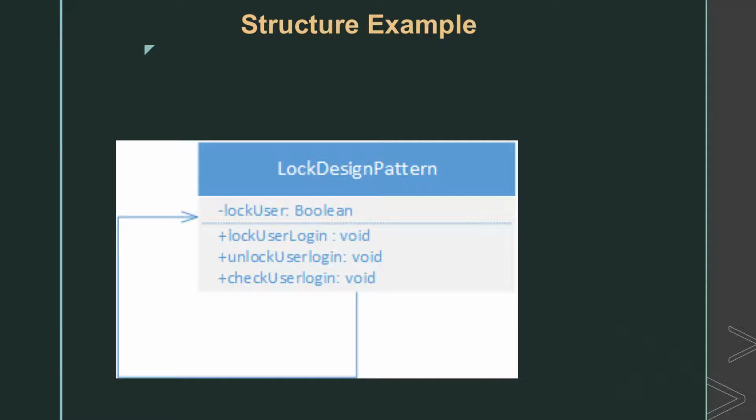So this is a structure example of my lock pattern. The class is lock design pattern, and the other boolean is lock user. So when a user logs in, it locks the user, and if the second user logs in, it checks to see if that account is already locked. And if it is locked, then it will throw an exception of database locked out. But if the other user logs out, then it unlocks the database so that the next user can log in. So that's what the lock user login, unlock user login, and check user login functions do.